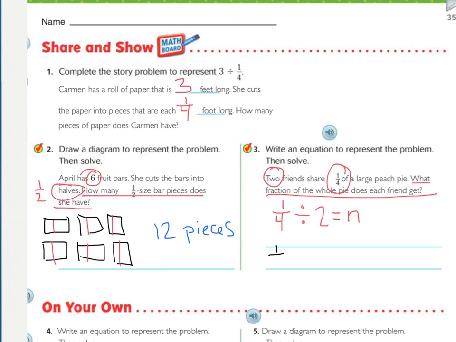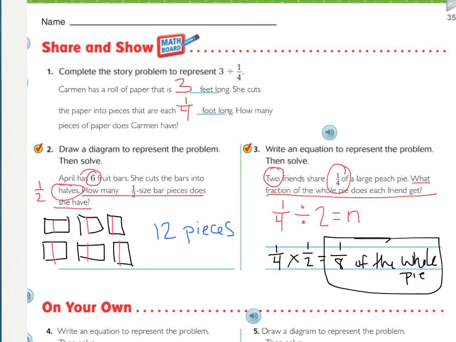So we keep our 1/4, and we know that 2 is the same thing as 2 over 1. So if we flip it and use our reciprocal, we have 1 over 2. Multiply across, 1 times 1 is 1. 4 times 2 is 8. So that means they would have 1/8 of the whole pie because they asked specifically for the whole pie. Okay, so 1/8 of the whole pie.